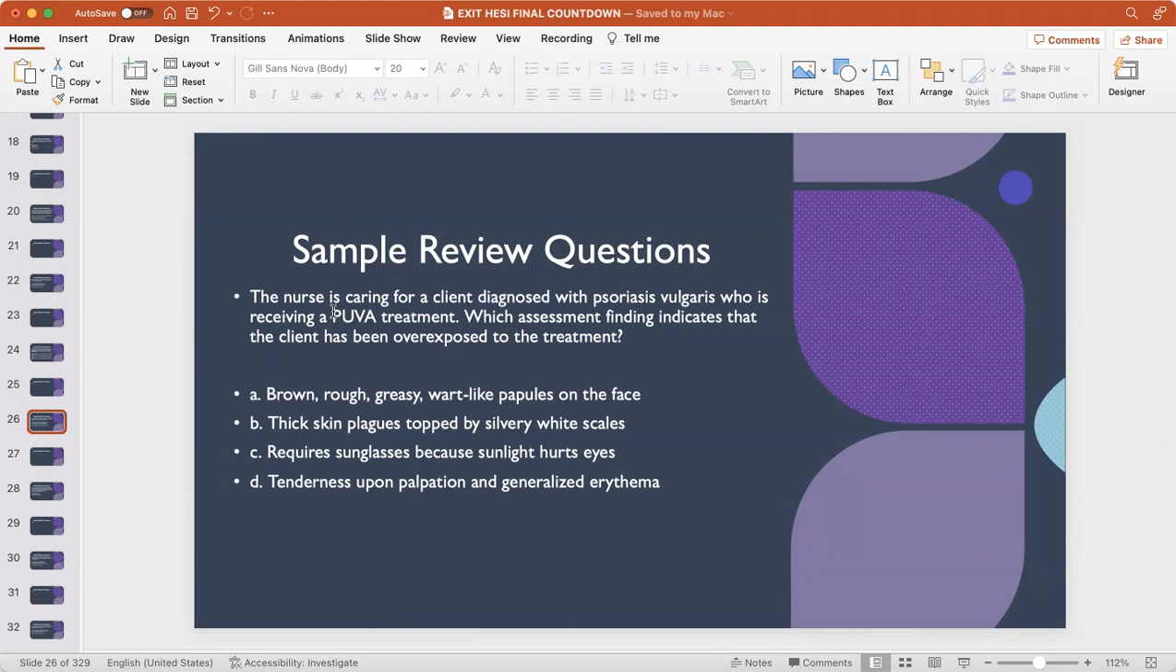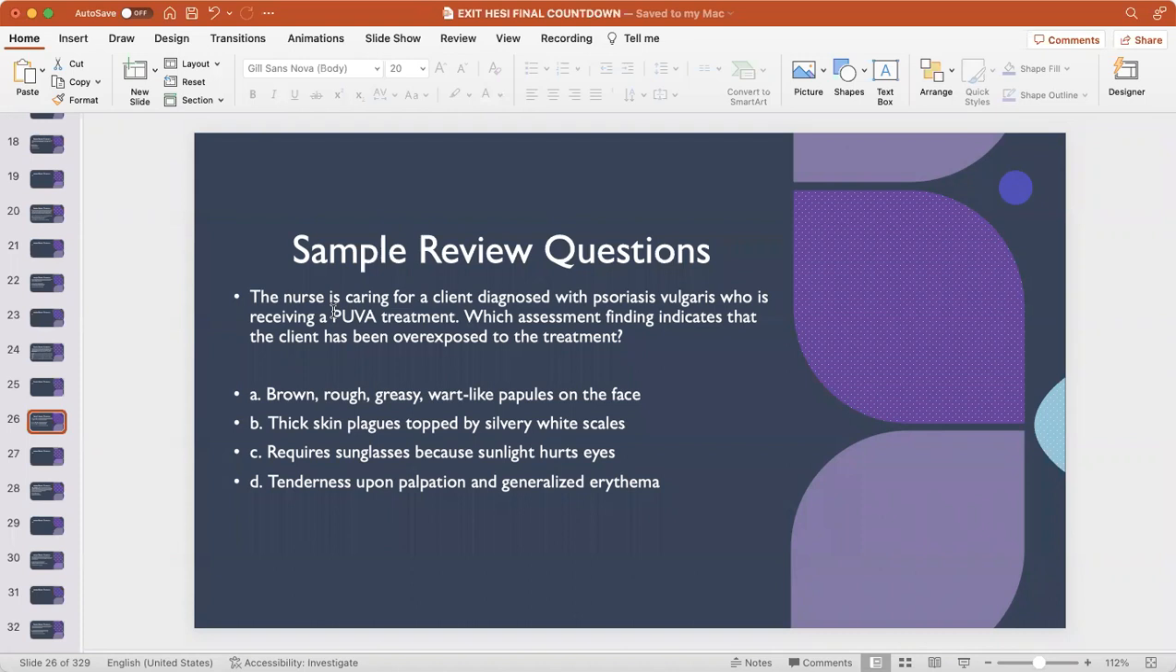B would be your psoriasis, with the silver scales. D is like your sunburn, tender and red. A is, I forget what they're called, like the keratoses, like the age spots, I think. Yeah, look at you. Good job. Yep. And then C is with the eyes, and that's not really your skin. Your eyes are usually protected during light treatments. Very good.